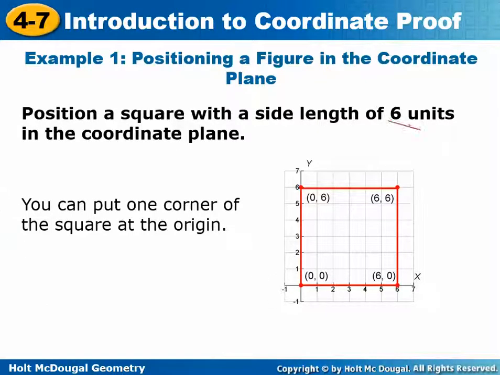So if it's a length of 6 units, you go over 6 and you put a vertex, and you go up 6 and you put a vertex, and then you go over and up, and then this coordinate would be over 6 on the x-axis and 6 on the y-axis. So you usually will have to find this last point on your own using going down to find the x-coordinate and going over to find the y-coordinate.